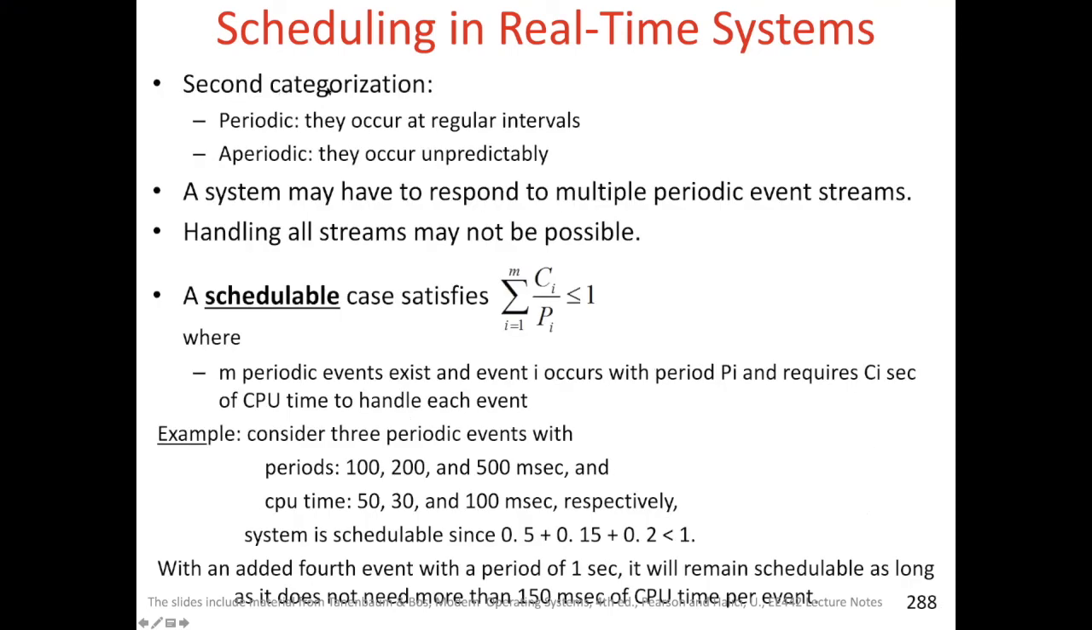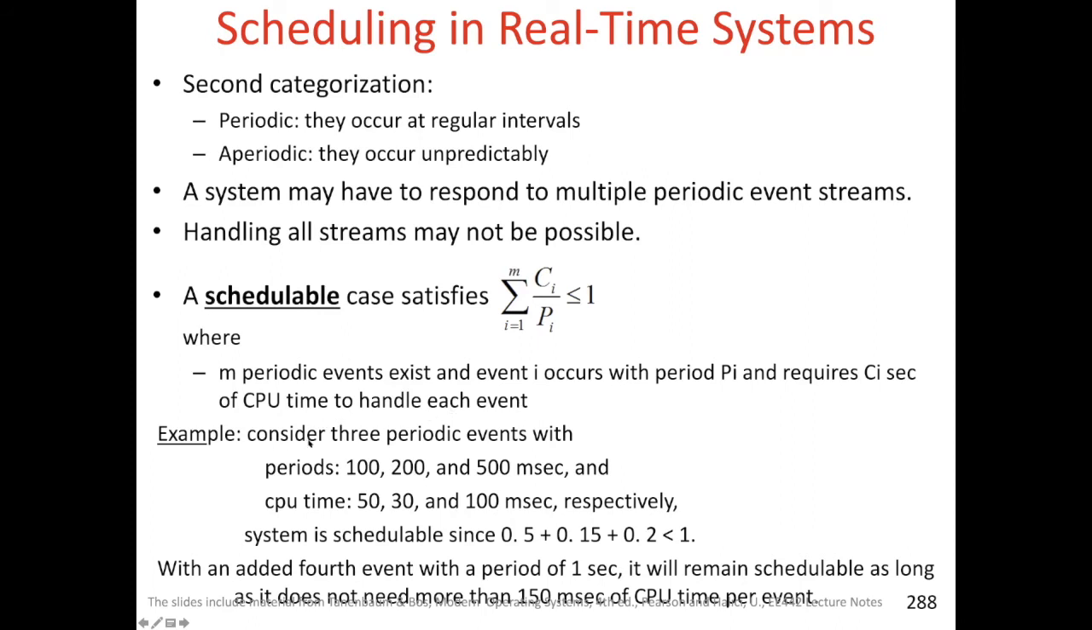A second categorization of real-time systems is as follows: periodic and aperiodic. In the periodic case, events occur at regular intervals. In the aperiodic case, they occur unpredictably. A system may have to respond to multiple periodic event streams. Handling all streams may not be possible. A schedulable case satisfies the summation, i from 1 to m, of Ci divided by Pi, being less than or equal to 1, where m periodic events exist and event i occurs with period Pi and requires Ci seconds of CPU time to handle each event.